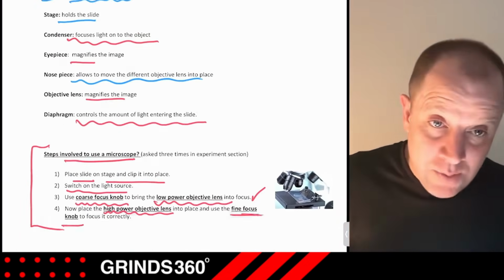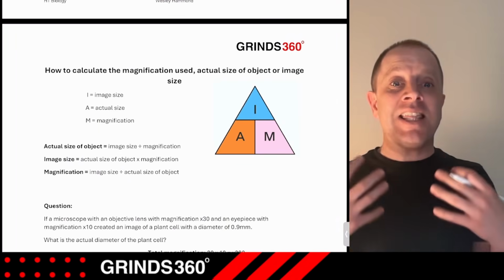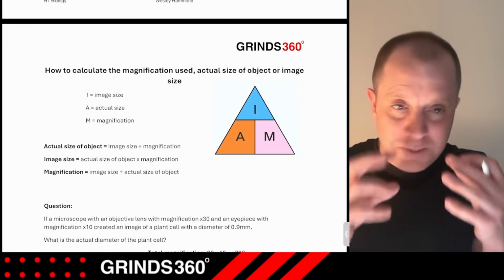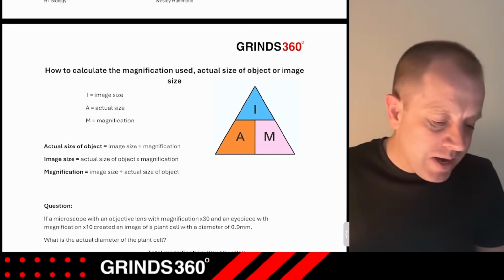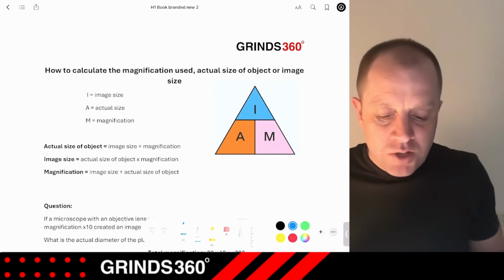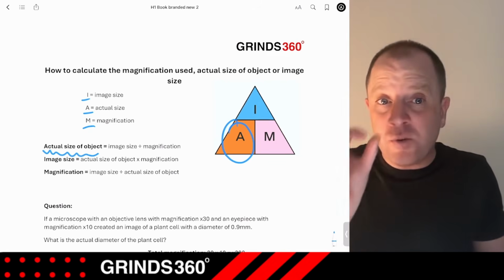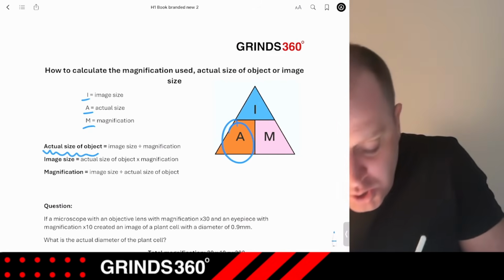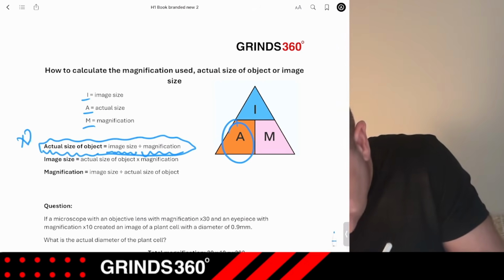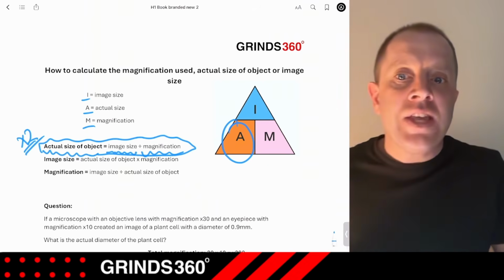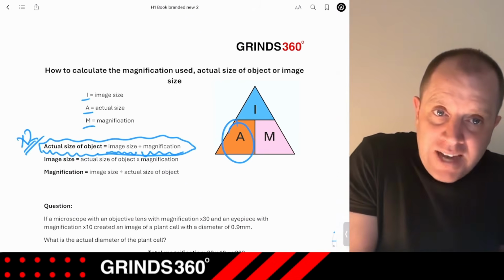Now, there are a couple of other things they can ask you about the microscope, and I want to make sure you get all of these little questions. They can ask you to calculate the actual size of an object. This has been asked twice, in 2016 and 2022. You might use the triangle if you prefer, or you might not. So let's go for A. If you want to calculate the actual size of the cell you're viewing under the microscope, you get the image size and you divide it by the magnification. This one has come up twice in your Leaving Cert, so please highlight that one. The actual size of the object, how do you find it? You find the image size and then you divide by the magnification.